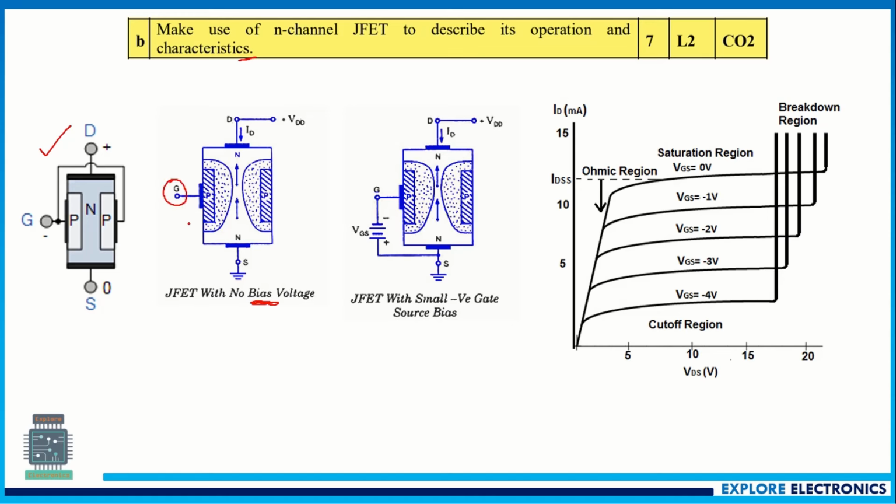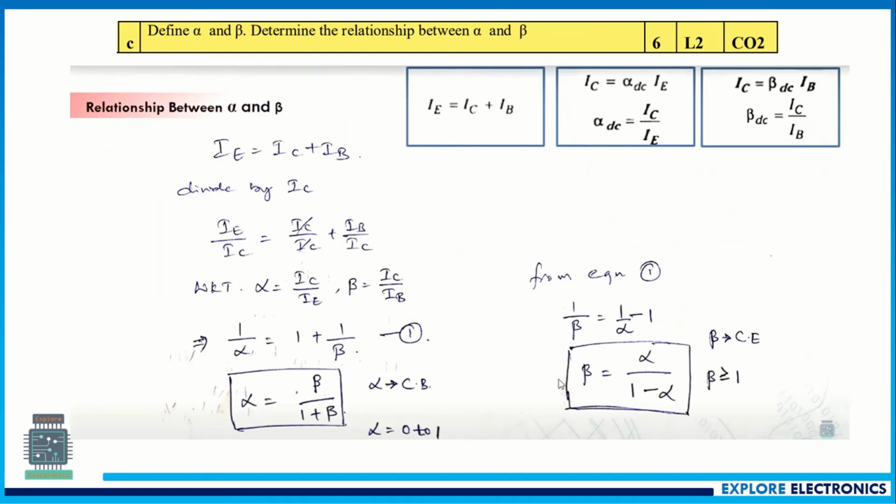There is no voltage applied to gate, and with respect to the negative gate to source bias voltage, and this is the ohmic region, saturation region and the breakdown region, and also the cutoff region you need to explain.